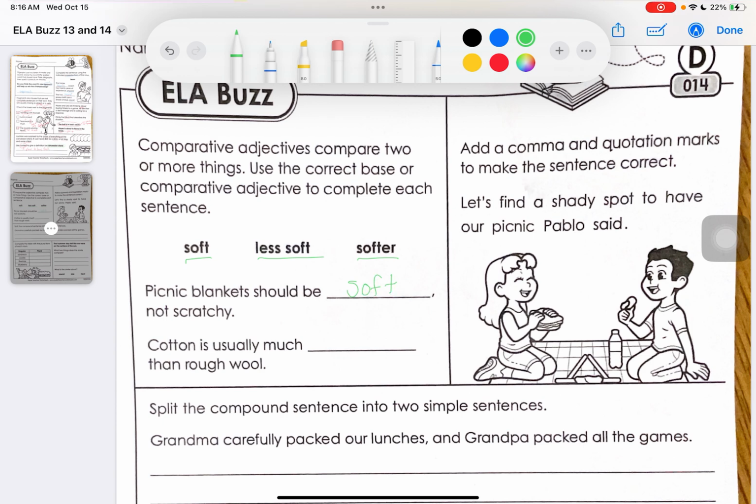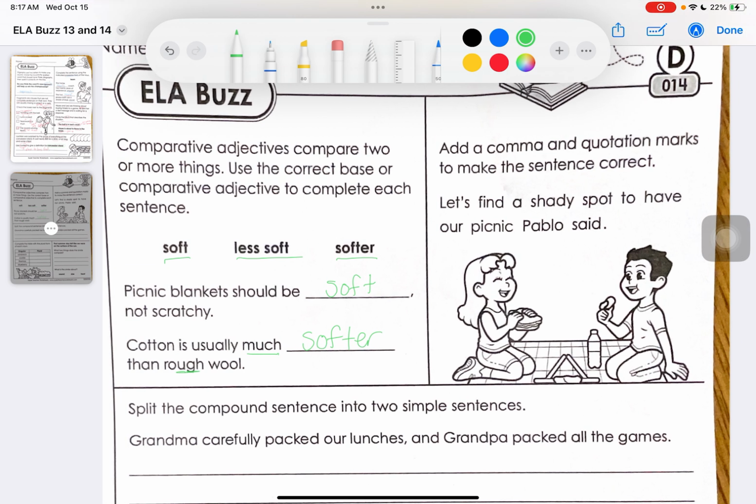Cotton is usually much blank than rough wool. Cotton is usually much less soft than rough wool. Well, if it's less soft, that would be scratchy. Cotton is a very soft material. Rough wool is rough. You could see that, so it wouldn't be that. So cotton is usually much softer if we're comparing them. Softer than rough wool.